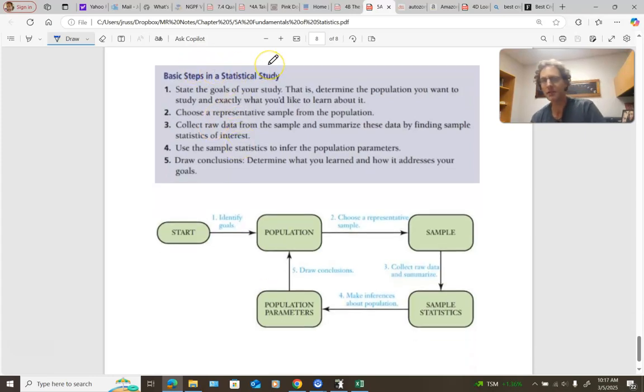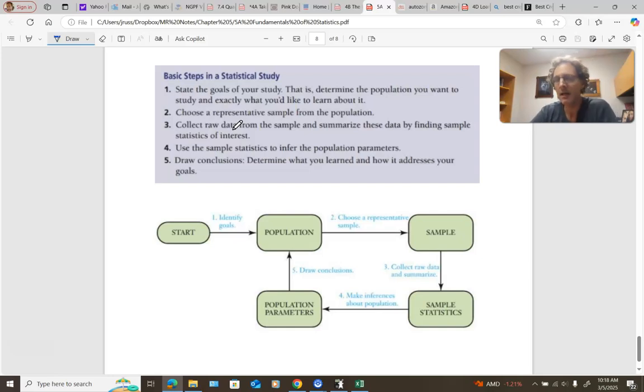Basic steps in conducting a statistical study. Let's go over these just real quick because you will have to do one in culmination of chapters 5 and 6, but that's going to be a little while. You want to state the goals of your study. You want to determine the population that you're studying and exactly what it is that you're trying to learn about it. Okay? You're going to choose a representative sample from the population using one of those sampling methodologies that we discussed previously. You're going to collect your raw data, and you're going to summarize that data by finding sample statistics of interest, and we'll talk about these later on.